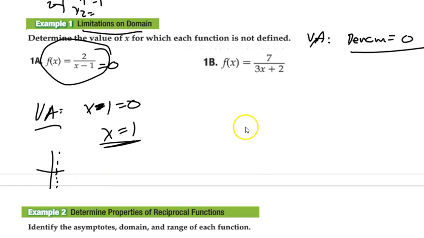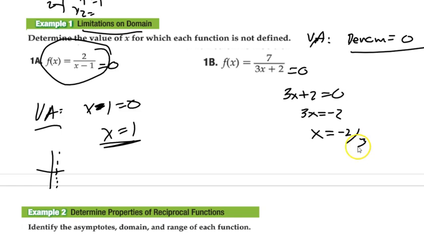That's the idea. Over here, same idea. Let's find out where the vertical asymptote is, so set the denominator equal to 0, because you can't divide by 0. And you can solve it. And there's the limitation of my domain, also known as the vertical asymptote. X equals negative 2/3. That's the one number I can't plug in here, because I'll get a 0 denominator. If I graph it, I get a line like this.